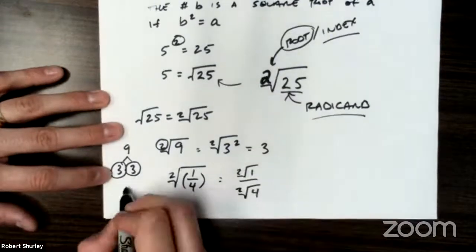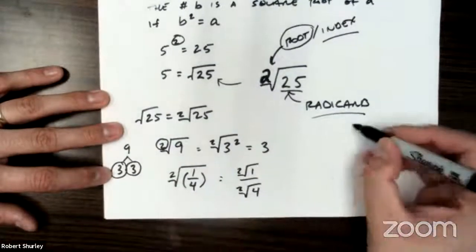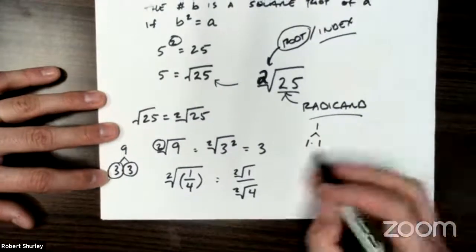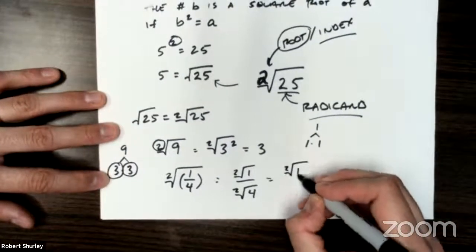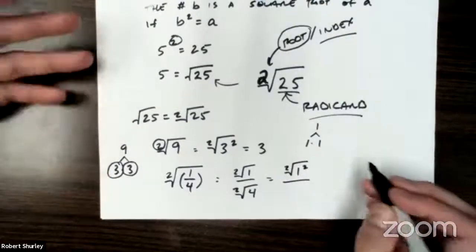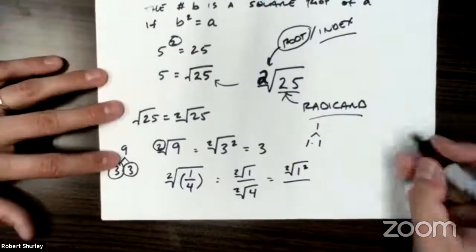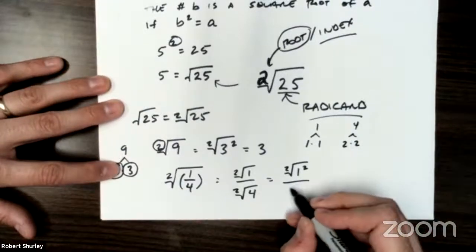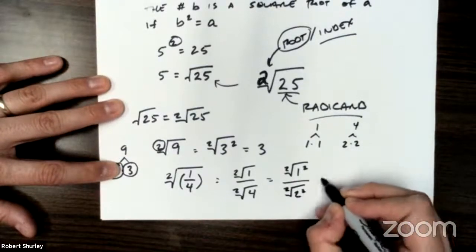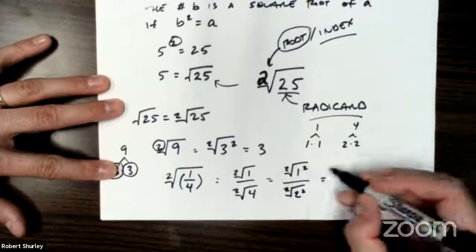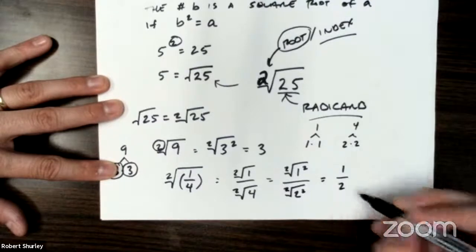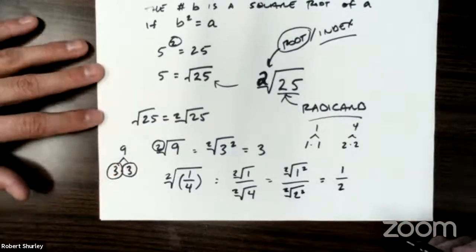If we look at 1, what's nice about 1 is you can always say it's just 1 times 1. So this would be the square root of 1 squared, right? It's going to cancel. 1's very manipulative like that. 4, though, we know is 2 times 2. So therefore, it's the square root of 2 squared. And these wind up canceling. The square root of 1 squared is just 1. The square root of 2 squared is just 2. So we wind up with 1/2.